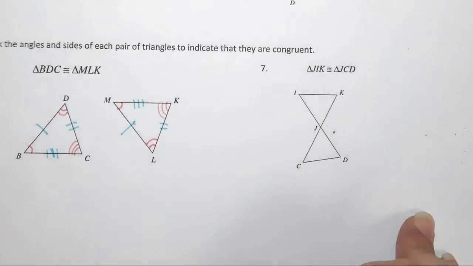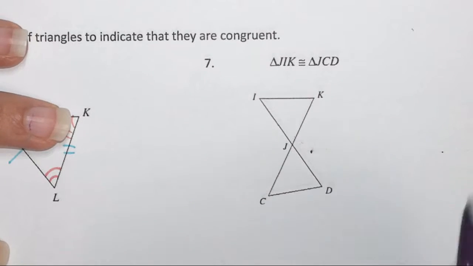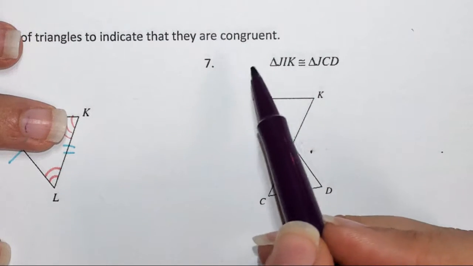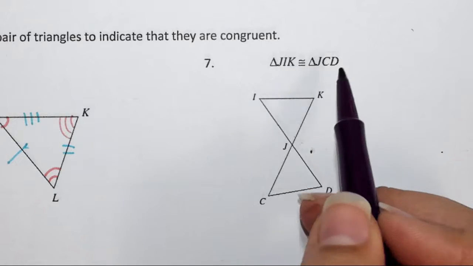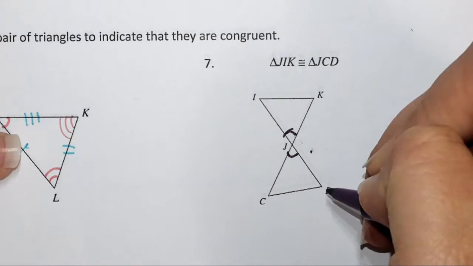Alright, and the last one. How about I'll even zoom in. JIK is congruent to JCD. So this gets one moon, because those are congruent because they're vertical angles.